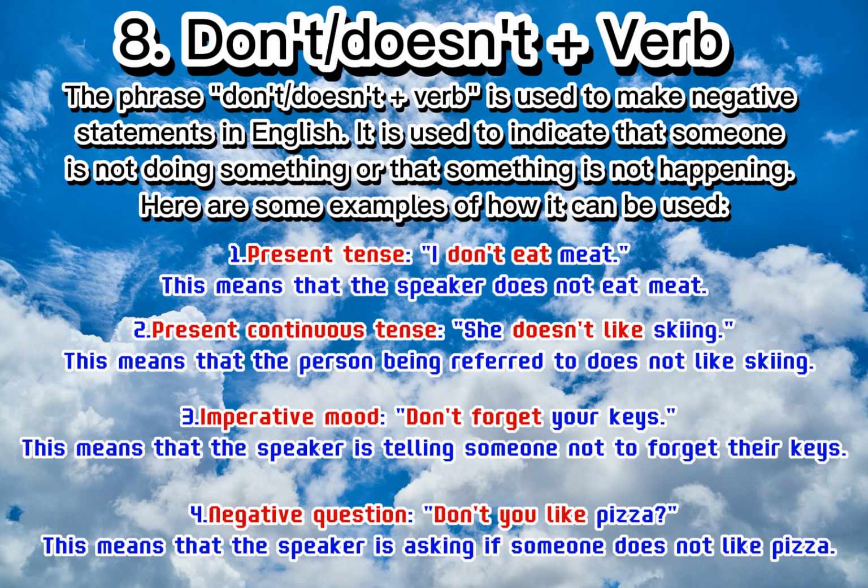2. Present continuous tense. She doesn't like skiing. This means that the person being referred to does not like skiing. 3. Imperative mood. Don't forget your keys. This means that the speaker is telling someone not to forget their keys. 4. Negative question. Don't you like pizza? This means that the speaker is asking if someone does not like pizza.